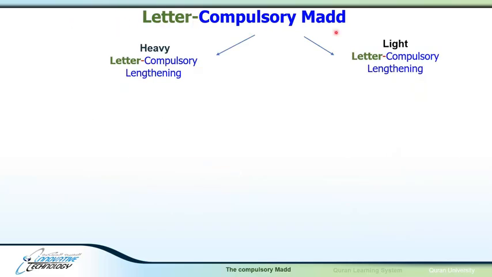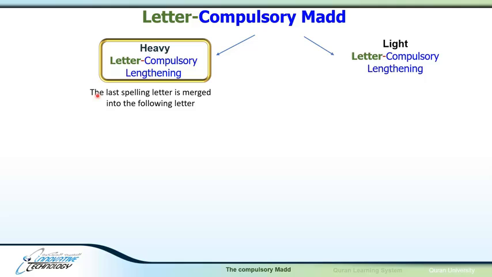Now let's dig into the letter compulsory mad, which also has two types. The heavy one, heavy letter compulsory lengthening, and light letter compulsory lengthening. We'll start with the heavy letter compulsory lengthening, and let's look at the letter itself. Each letter is pronounced while being spelled as if it is built out of multiple letters. We're going to explain that in a minute. But for now, just remember that the last spelling letter is merged into the following letter in the case of heavy letter compulsory lengthening. Let's look at this example.